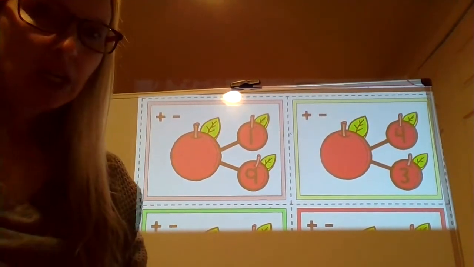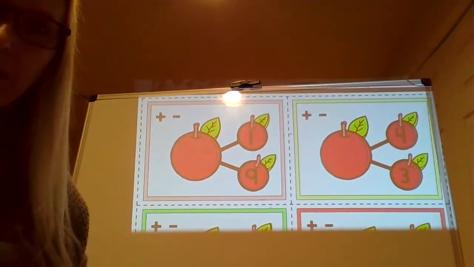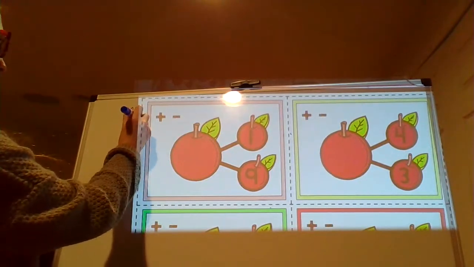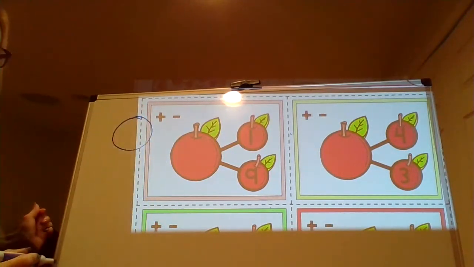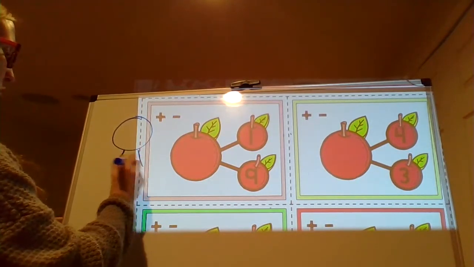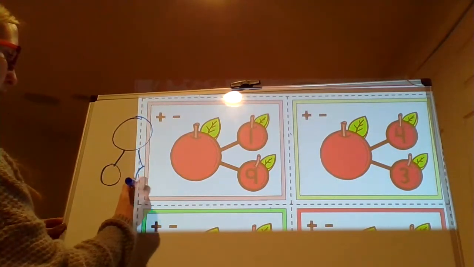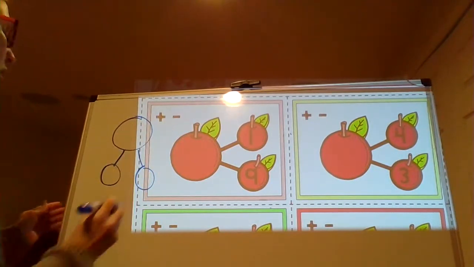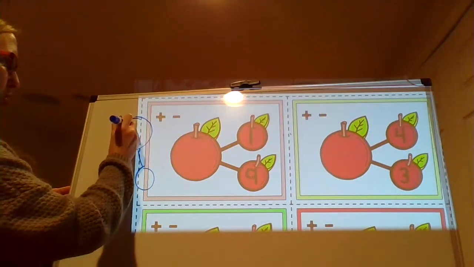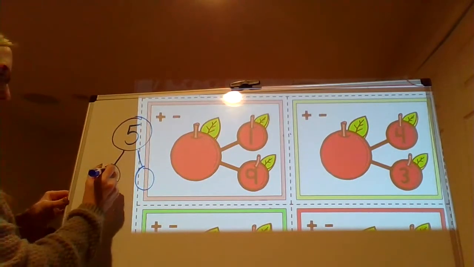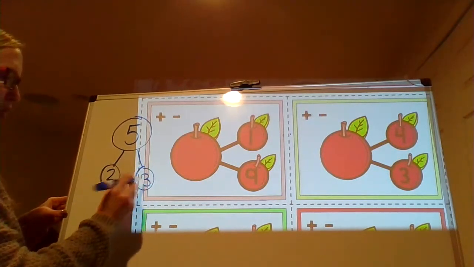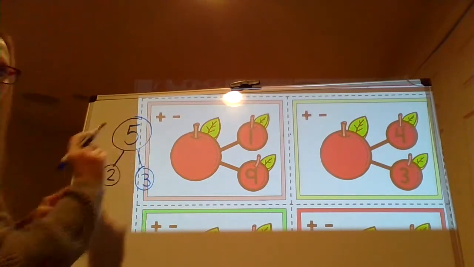Okay, so if you remember from our previous number bond lesson, a number bond can have a large circle to represent the whole or all of what you have, and then the two smaller circles represent the two parts that make the whole. For example, if I had 5 counters all together, I could separate them into 2 counters and 3 counters, because 2 plus 3 equals 5.